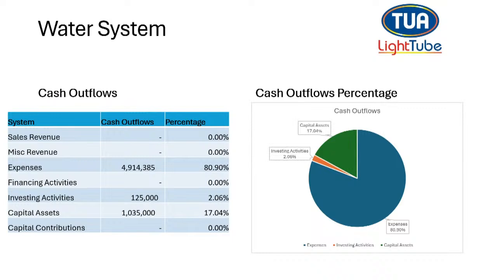So the cash outflows. Roughly 80%, almost 81% of our cash that goes out is for expenses, our everyday operating expenses. And then we've got our investing activities, which is where we're paying the loans that we may have, which on that one, I don't think we have one yet. I don't think we're going to have one for that. And then capital assets, that's large purchases. That's the East Lincoln project. I believe when that hits the system, it'll be roughly around $1 million.